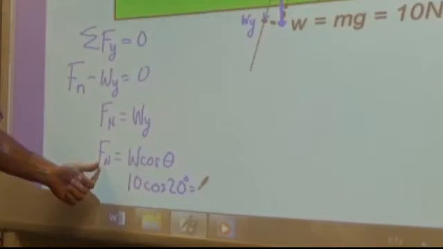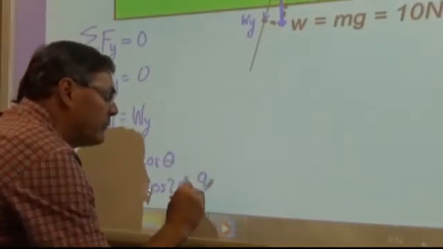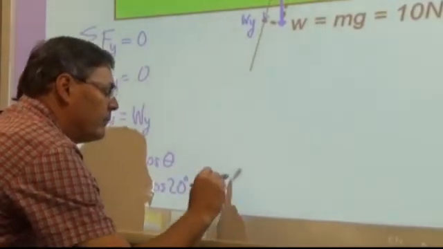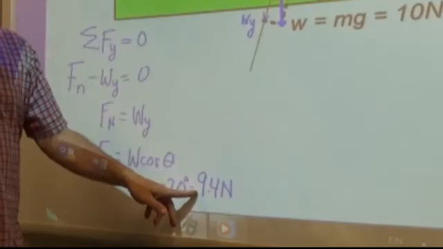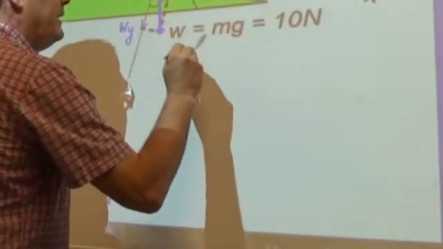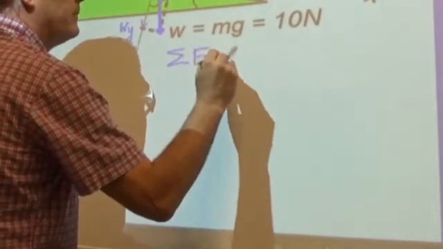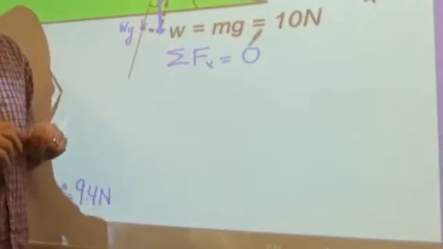And we see that the normal force, 10 cosine 20, is equal to 9.4 newtons. So step two allowed me to solve for the normal force. Step three, I'm going to sum the forces now in the x direction. It still equals 0 in the x direction because the box is at rest.